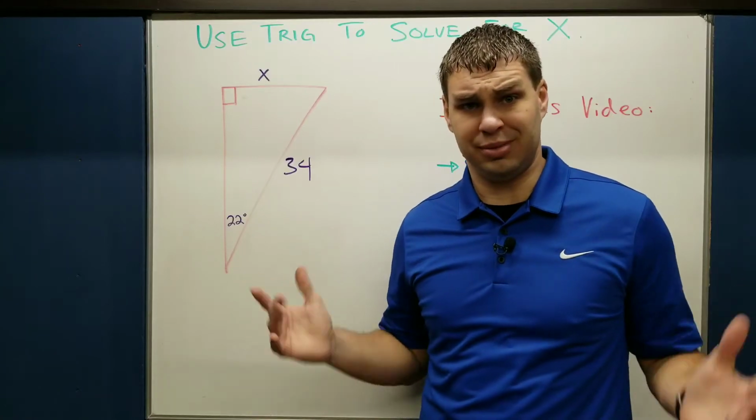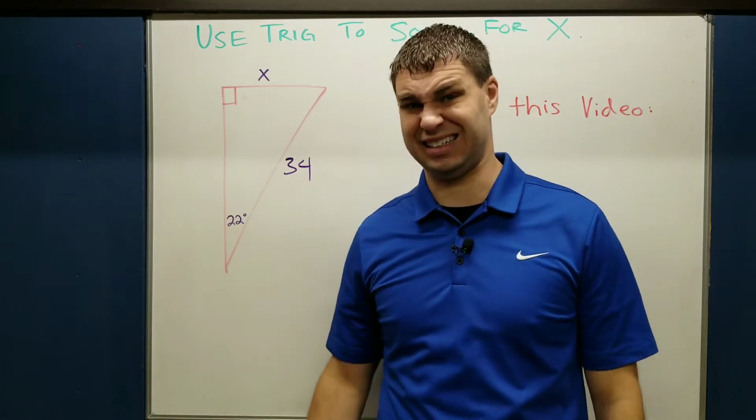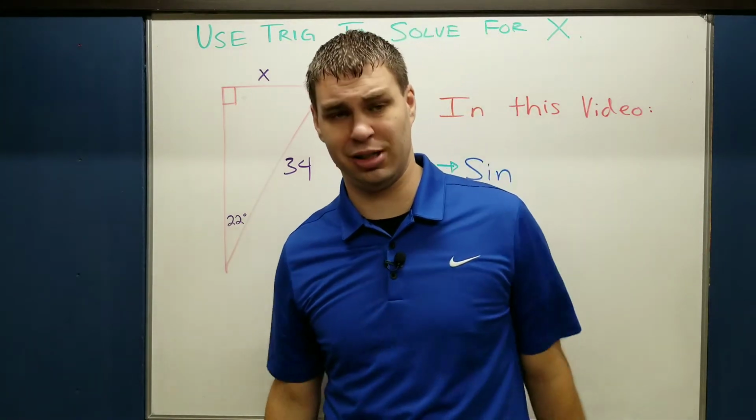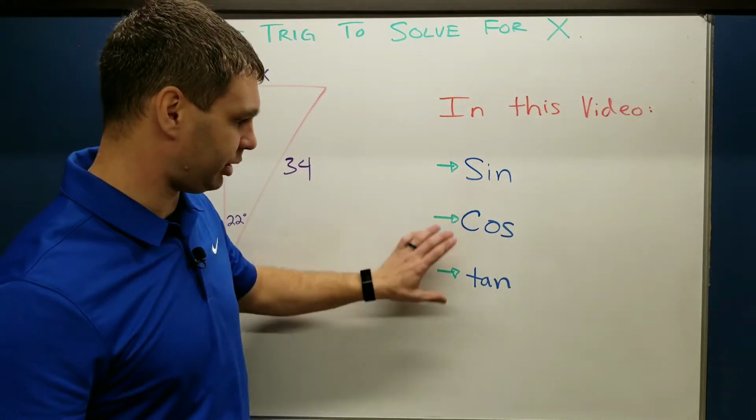How in the world do you do a problem like this where you're only given one side length, one angle, and then you're asked to find a second side length? We're going to show you. All right, we're going to show you today here. In fact, in this video, we're going to give you one sine problem, one cosine problem, and one tangent problem.